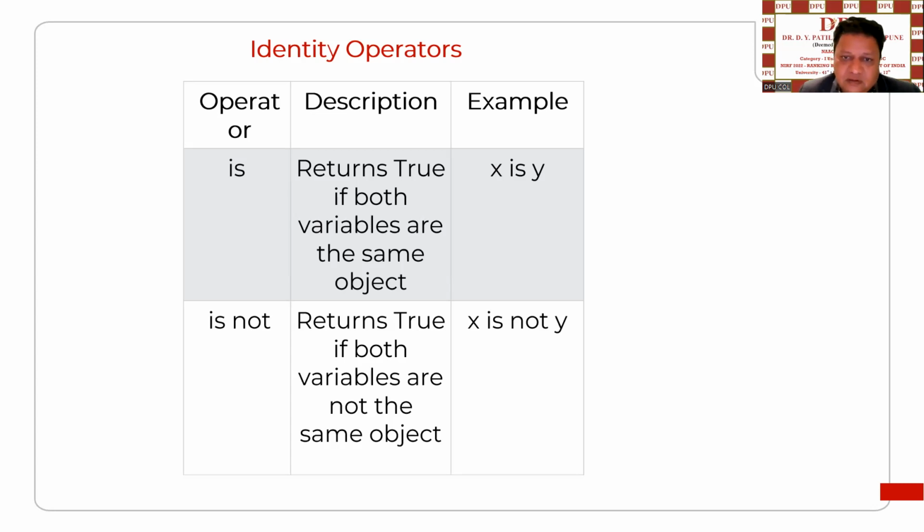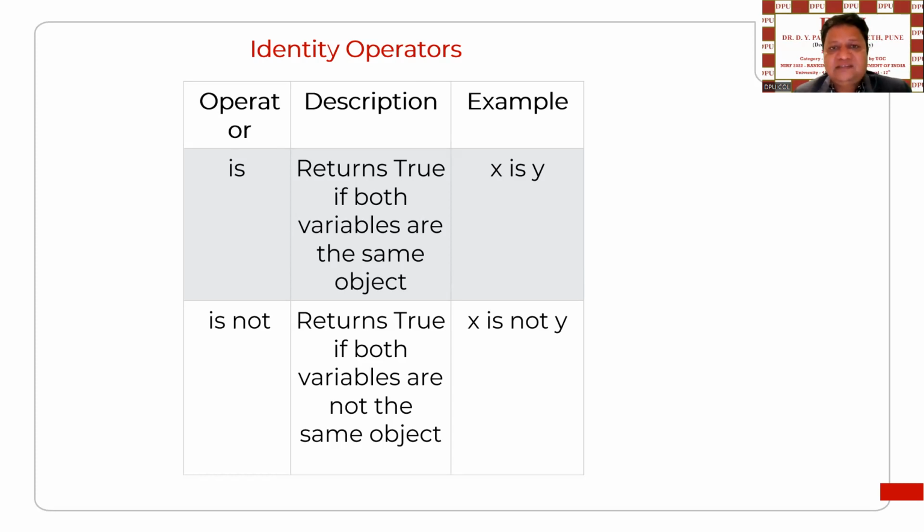False. False. No, it's true. True, sir. True, true. Because x and y are different. Is not means x and y should not be the same. They both should not be identical.